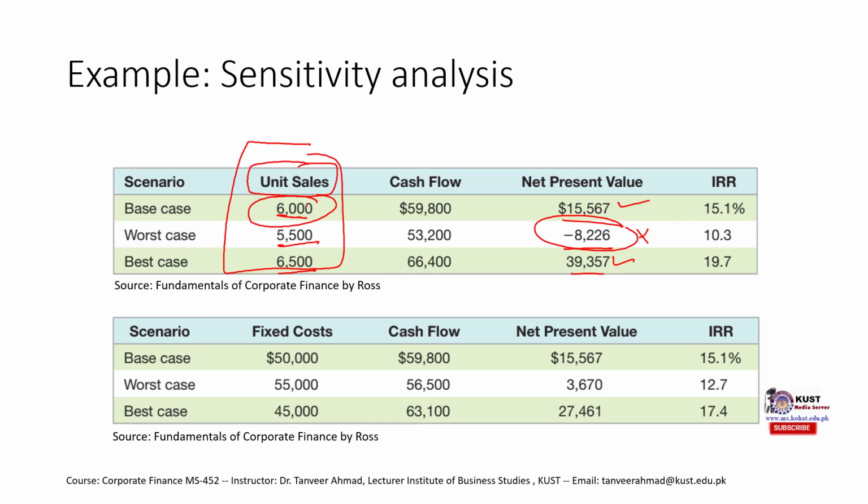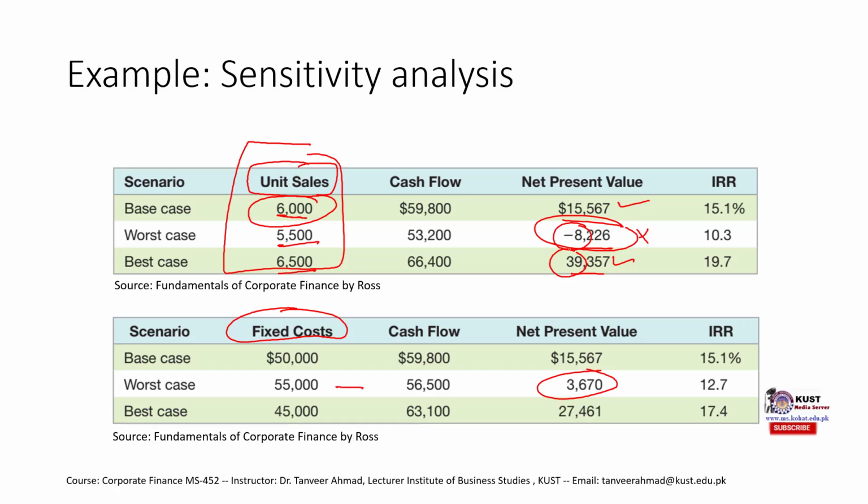But let's just see the effect of fixed cost. Now we have kept the sales constant, but we have just changed the fixed cost. You would see that even in the worst case scenario, the NPV remains positive. So what do you think? NPV is more sensitive to changes in fixed cost, or NPV is more sensitive to changes in sales? Obviously, NPV is more sensitive to changes in sales, right? Because the highest is 39,000 and the lowest is -8.